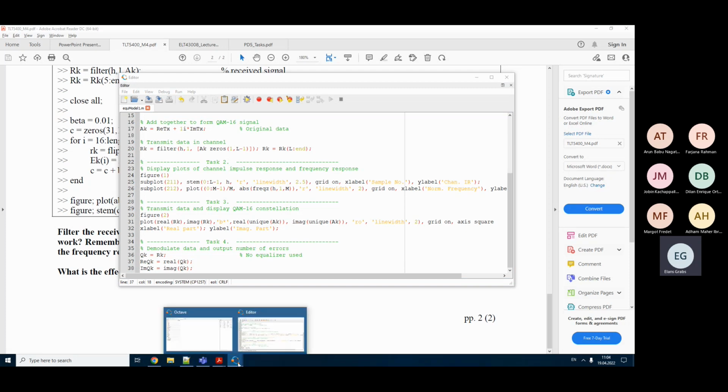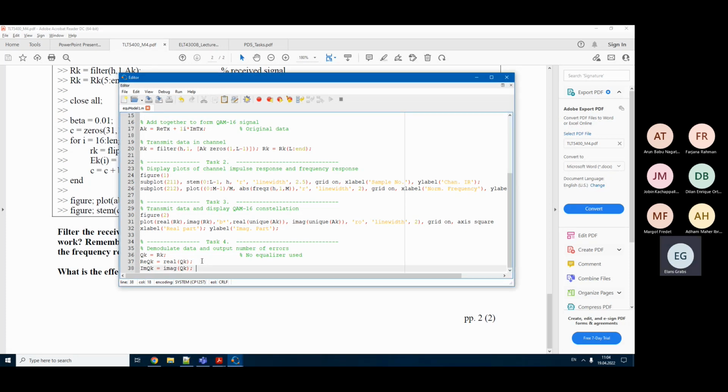Now what we need to do is, as I said, limit all the values by plus or minus 3. So all the QK values that are below minus 3 should be set to minus 3. All the values that are above plus 3 should be set to plus 3. Yes, well, I'm not writing this plus. And similarly for the imaginary part.